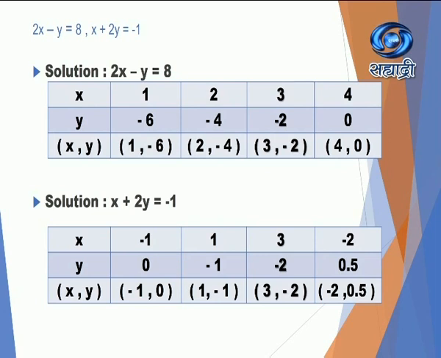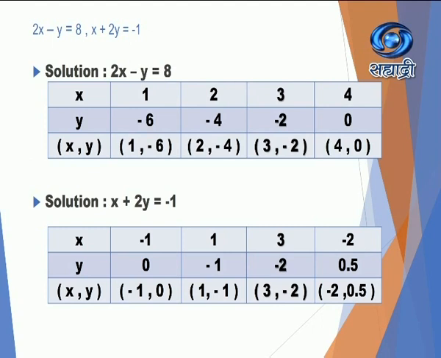Second equation which we have is x plus 2y equal to minus 1. I have chosen here minus 1 value for x. So if I substitute x is equal to minus 1, I get y value as 0. So the coordinates of the point are (-1, 0).